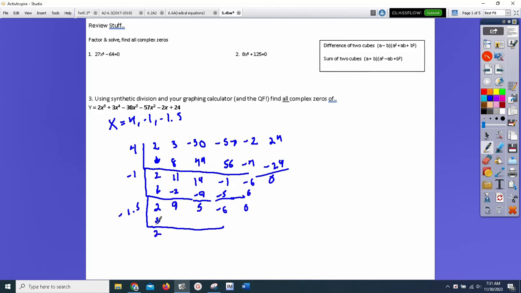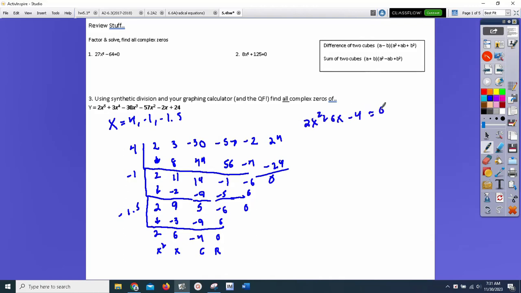All right, drop the 2. 2 times negative 1.5 is negative 3. 9 minus 3 is 6. Negative 1.5 times 6 is negative 9. 5 plus a negative 9 is negative 4. And negative 1.5 times negative 4 is 6. And there we go. Remember, remainder, constant, x squared. So the quotient that's left is 2x squared plus 6x minus 4.